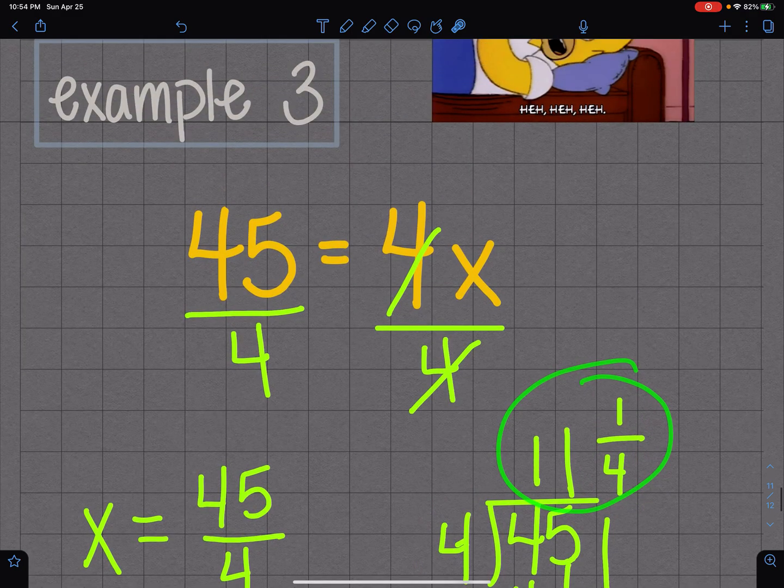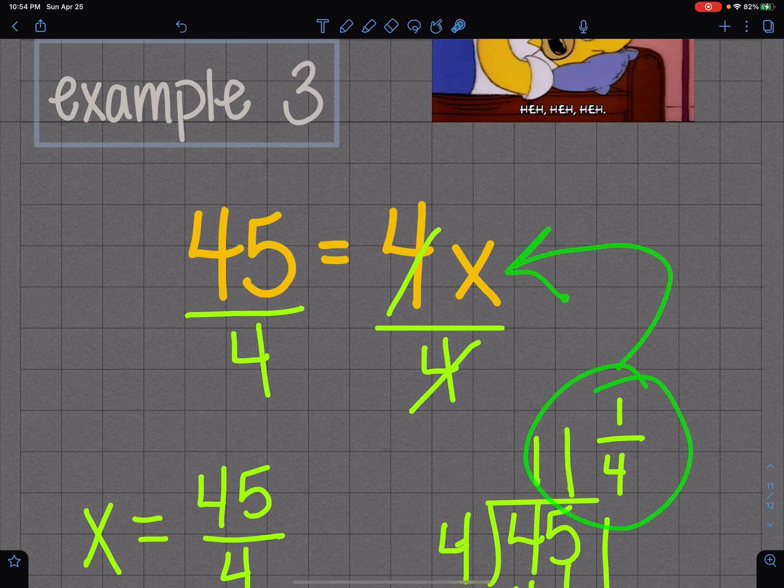Now, again, that was a little confusing. So if I plug this into where the x was, I should get the same answer. So 4 times 11 and 1/4, or 11.25, is equal to 45. And then you can see that your answer is correct.